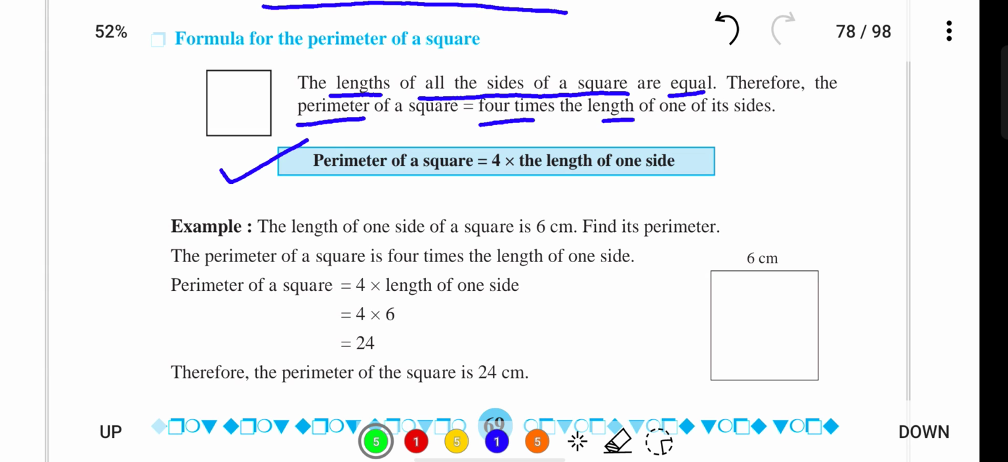The length of one side of a square is 6 centimeter. Find its perimeter. Here one figure is given. The square has 6 centimeter sides, so all sides are 6 centimeter. We use the formula: perimeter of a square is equal to 4 into length of one side. So put the values in it. 4 into 6 is equal to 24. Therefore, the perimeter of the square is 24 centimeter.